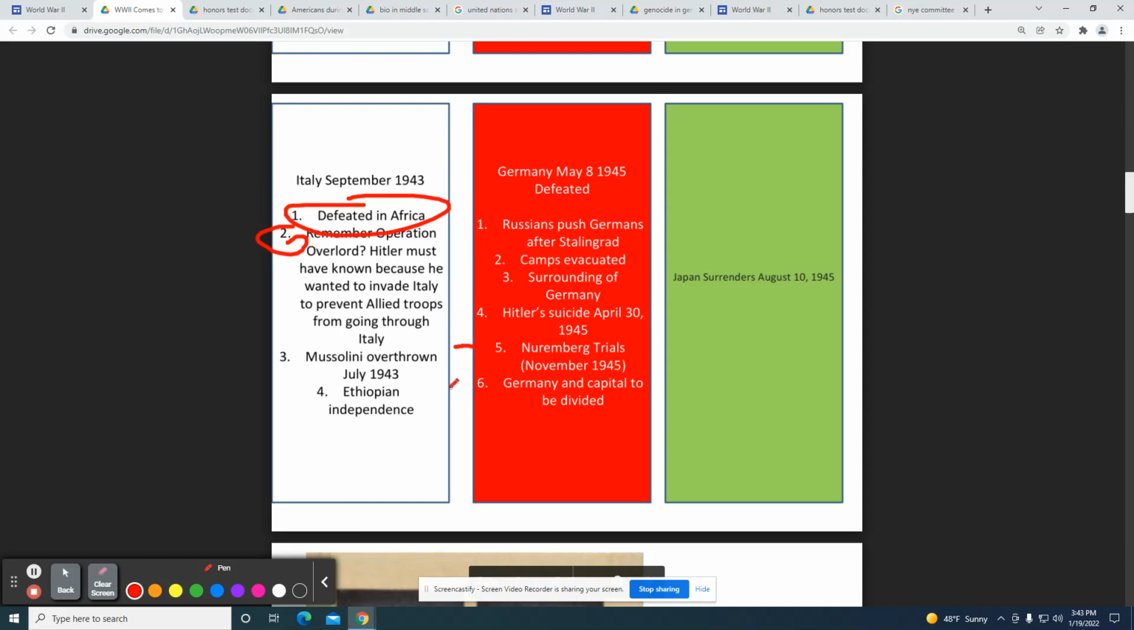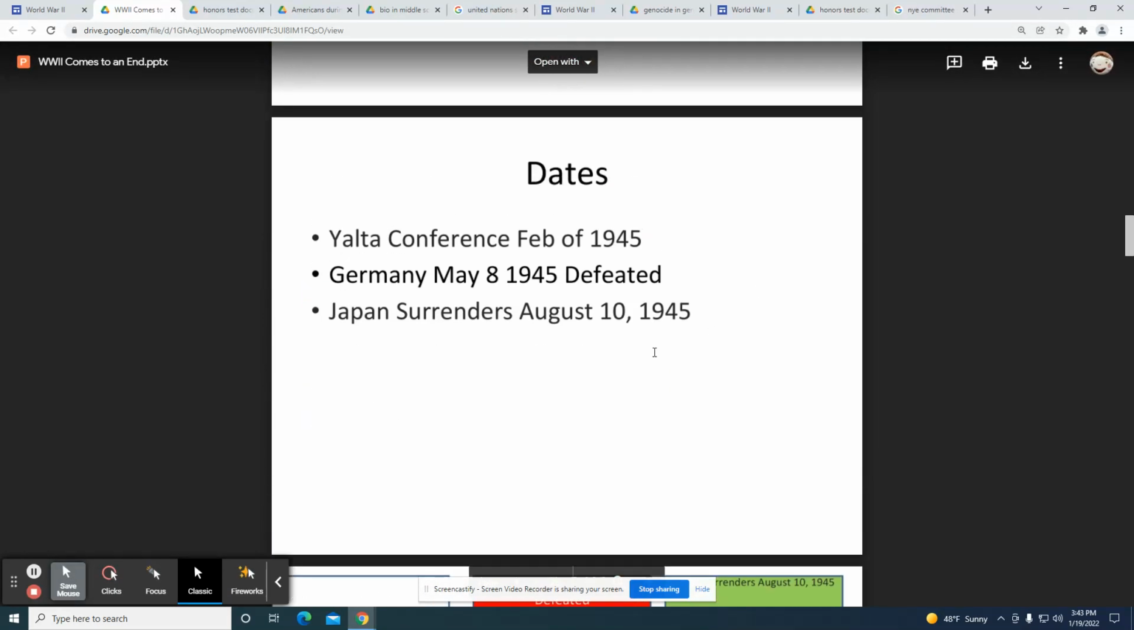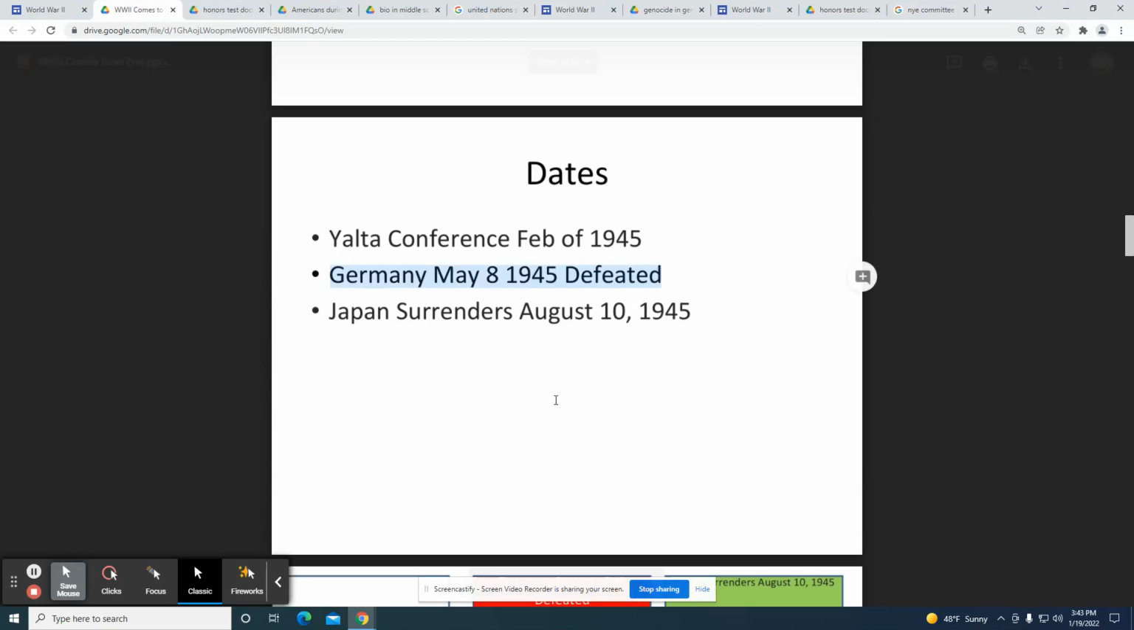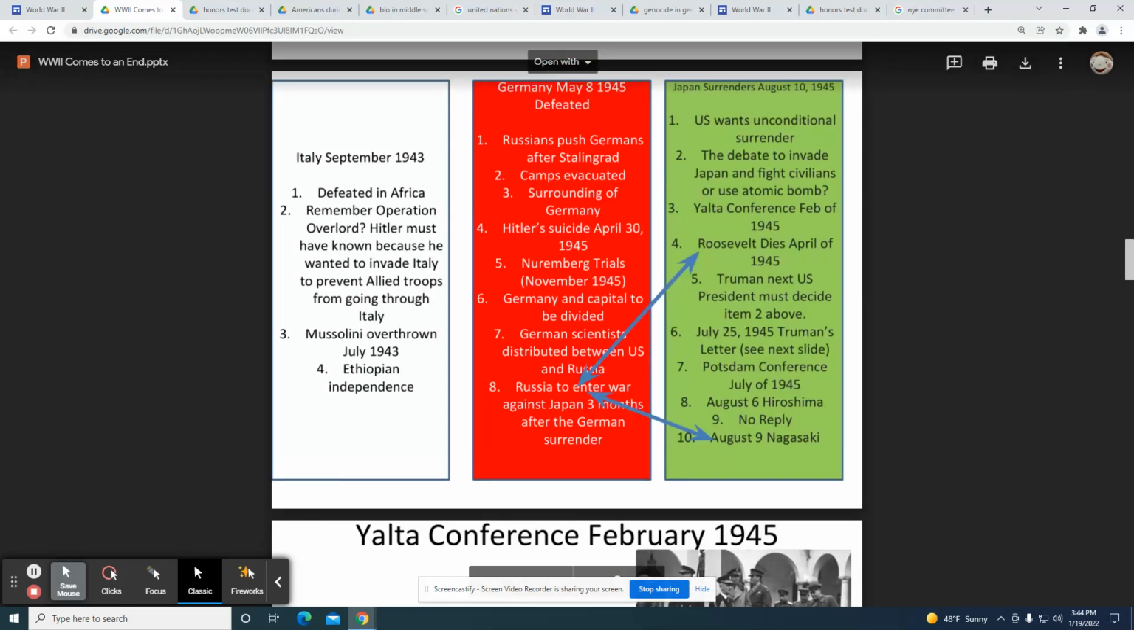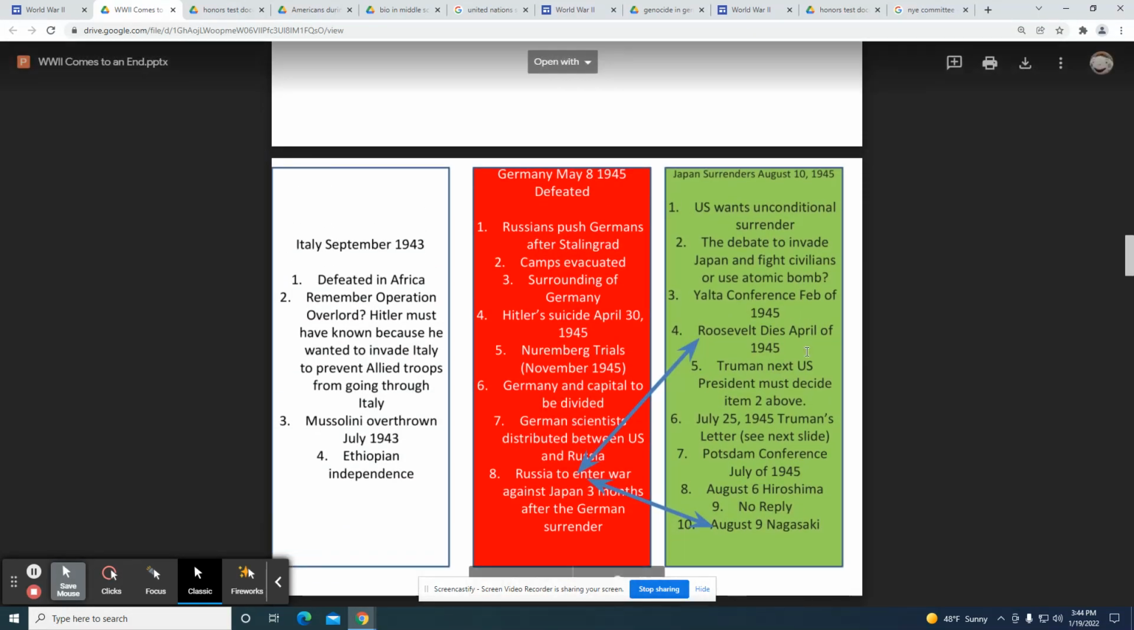Nuremberg trials, this point right here. We don't necessarily need to know when Hitler committed suicide, but we definitely want to know that Germany is second, so Italy is first out, Germany is second, Japan is third. And then Stalingrad over here, not necessarily the Russians pushing Germany back after Stalingrad, but that Stalingrad is one of the battles that's going to help bring Germany to the end. So here we see the German state of exit from the war.